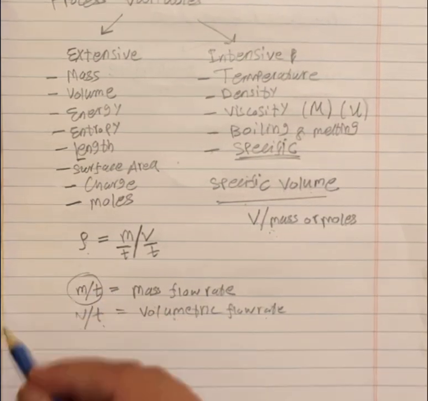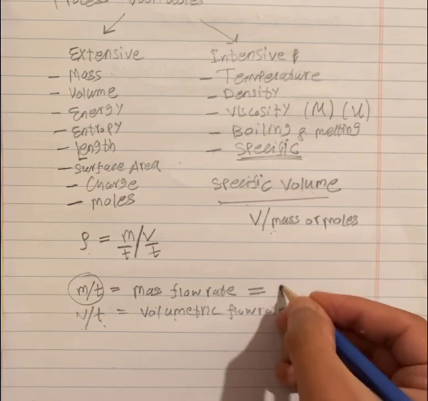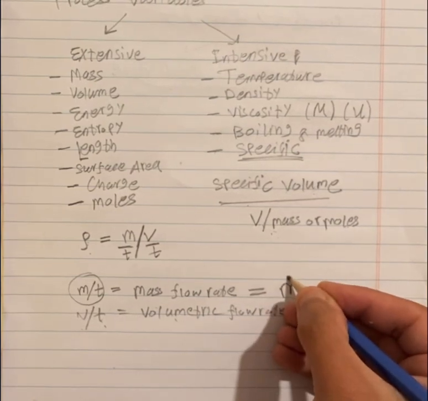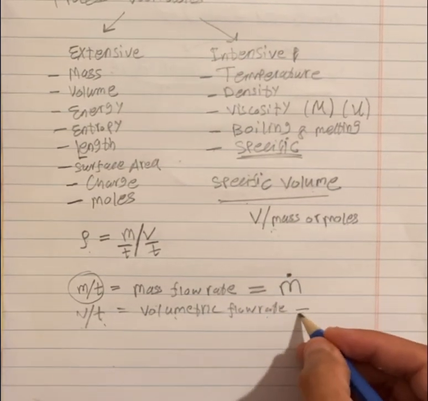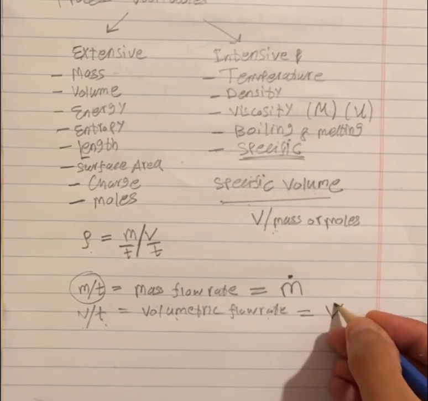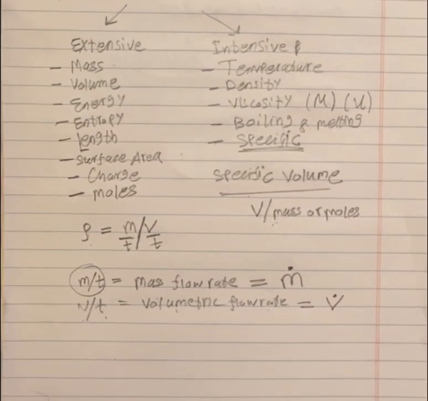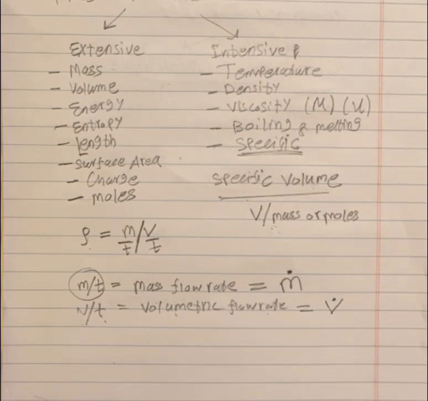This M over T, we call it M, and here we put a dot on the top. The same thing here, V, and here on the top we will put a dot. This dot represents a flow rate.